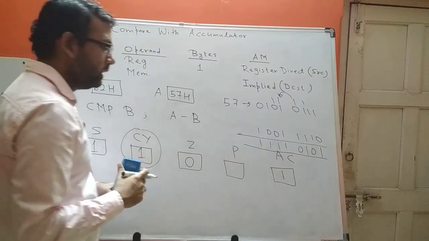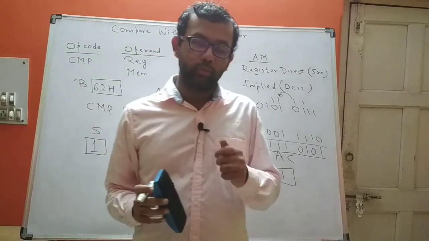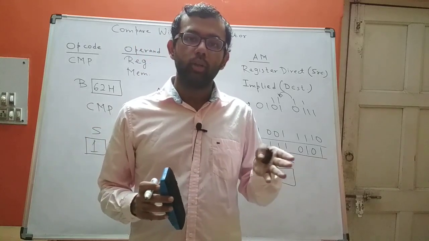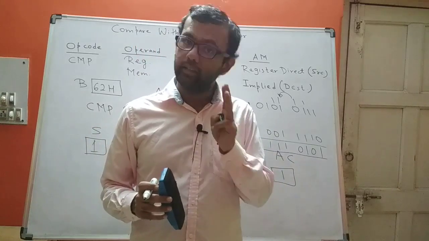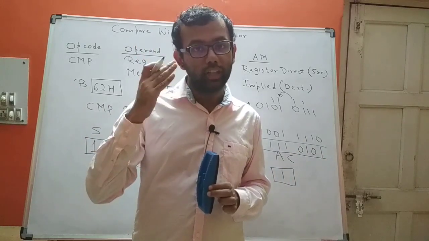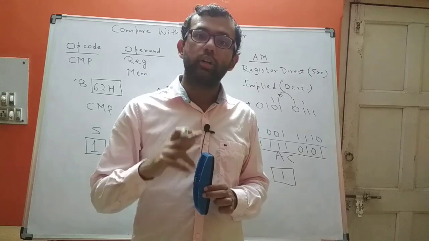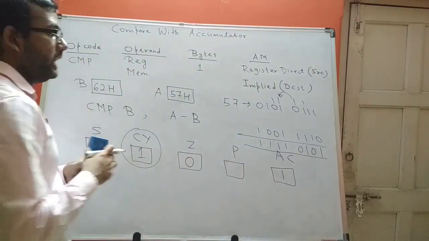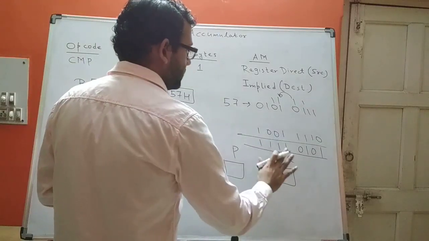Why does this happen? If you just rewind the video 2-3 minutes back, you will find that I made you write 3 points. And there I clearly mentioned that if the content of the accumulator is smaller than the content of your operand register, then your carry flag will always be set, irrespective of the result of the operation.